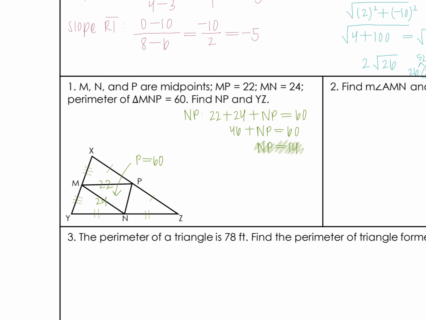Now I need to find YZ. So let's look and see what YZ actually is. YZ here is this length, which I will see is parallel to this MP because it's that midpoint. These are creating my midsegments. And so I can just double that. So 2 times that 22 is going to give me 44. So YZ is 44.